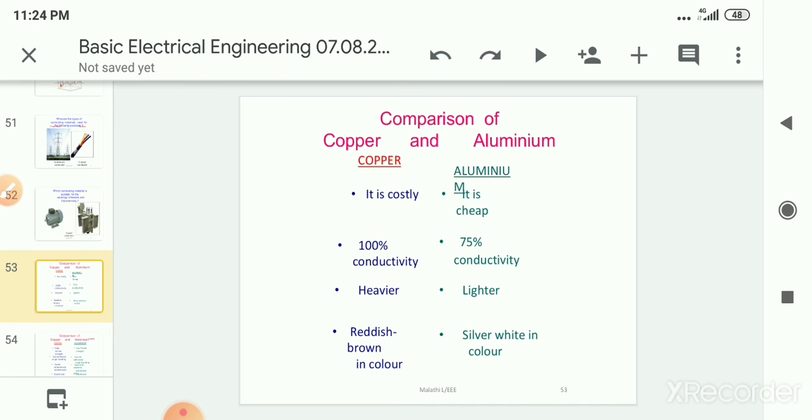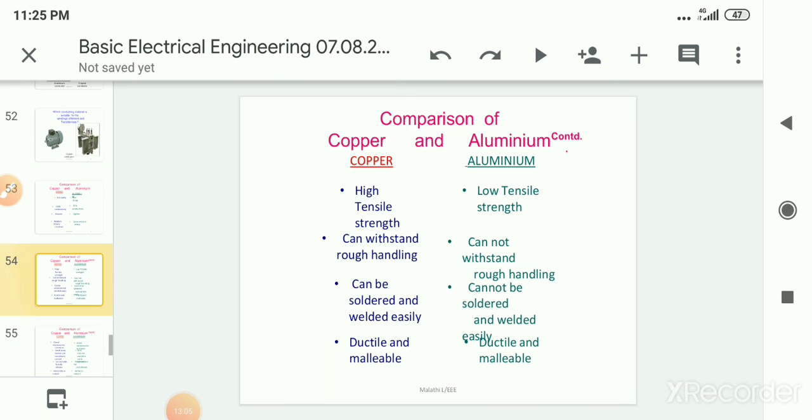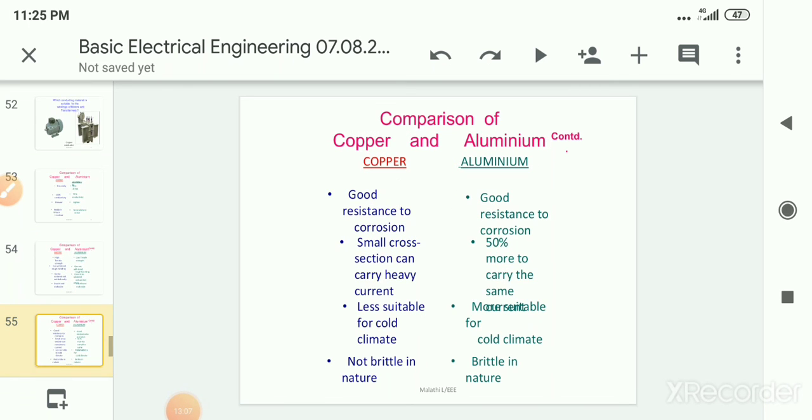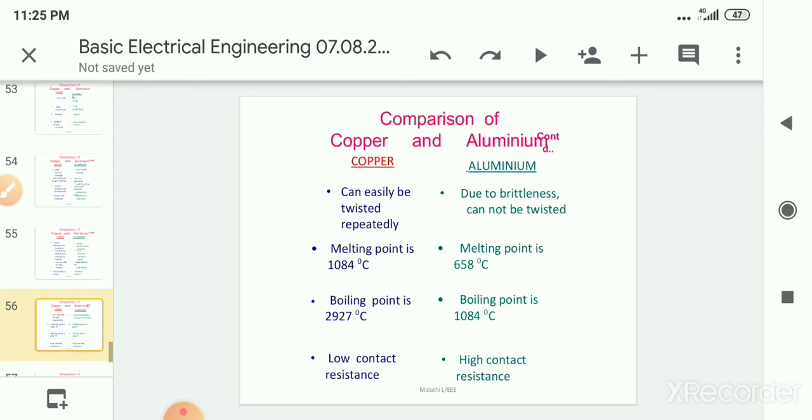And the next thing is we compare copper and aluminium. Copper has many more advantages, but it is very costly compared with aluminium. Aluminium is a little cheaper than copper, but copper has very high conductivity. If 100% conduction is made with copper, only 75% conductivity is obtained using aluminium. Like that, we observed so many properties and comparisons in this video.